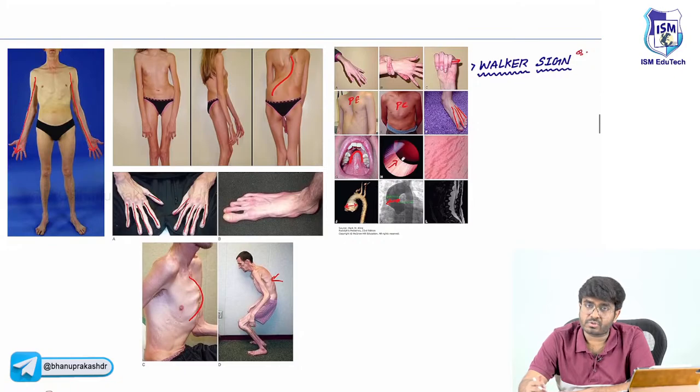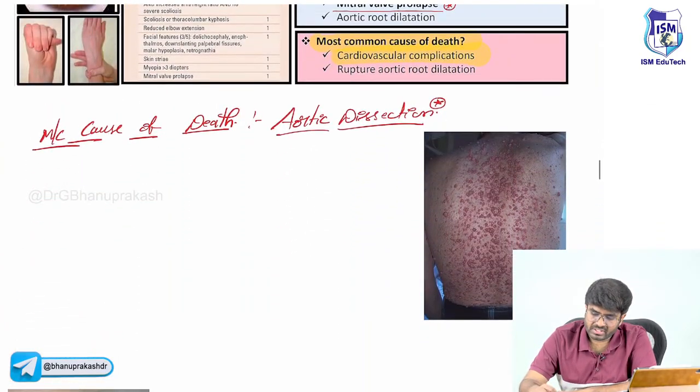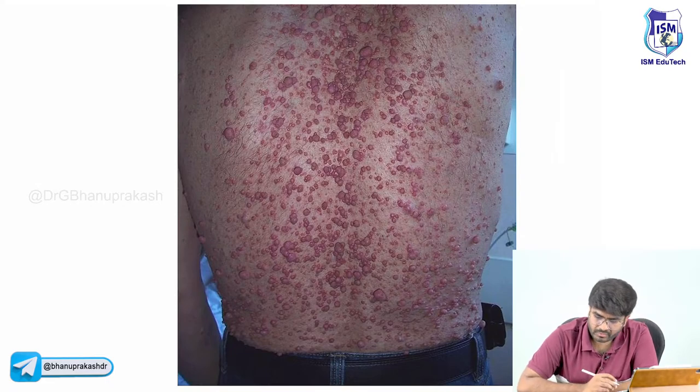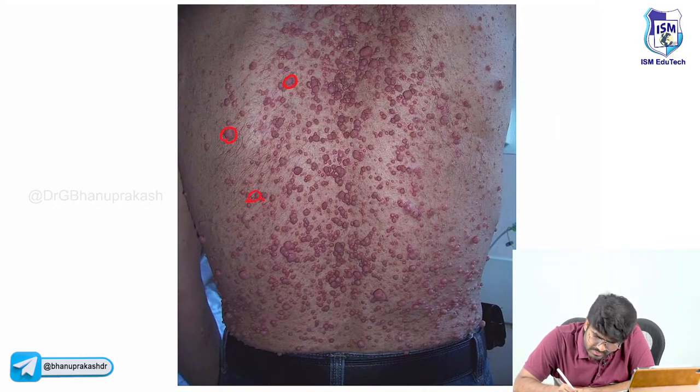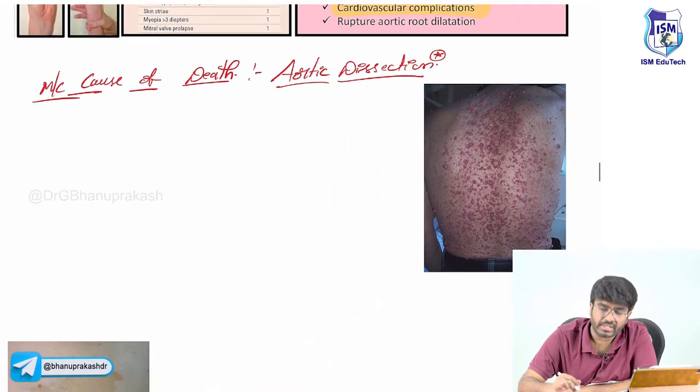Definitely image-based questions might come in your exam. Now, after this, let's discuss another disorder. Look here and tell me, can you tell me what this image-based question is? What are you looking at? These patients have these small papule-like things. What are these tumor-like things? Yes, those are the neurofibromas.